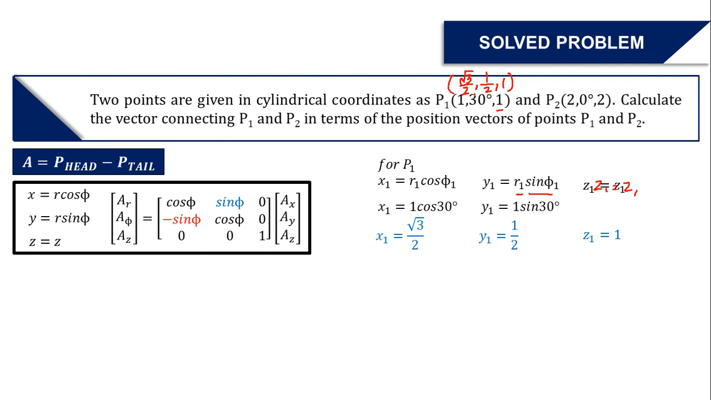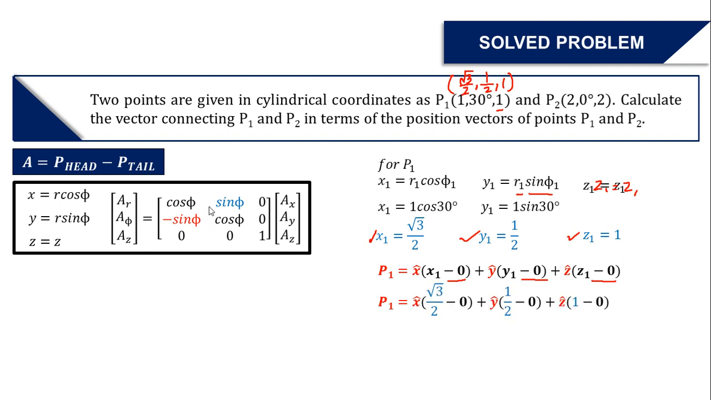Itong point 1 daw pala ay square root of 3 over 2, 1 half, and 1 sa Cartesian plane. Okay. So, gamitin na ulit natin yung formula natin sa position vector. Ang reference point natin is origin palagi, ha? Para hindi tayo mahirapan. Origin, then points natin, we are now given, right? X sub 1, and Y sub 1, and Z sub 1. So, substitution, we now have this equation.